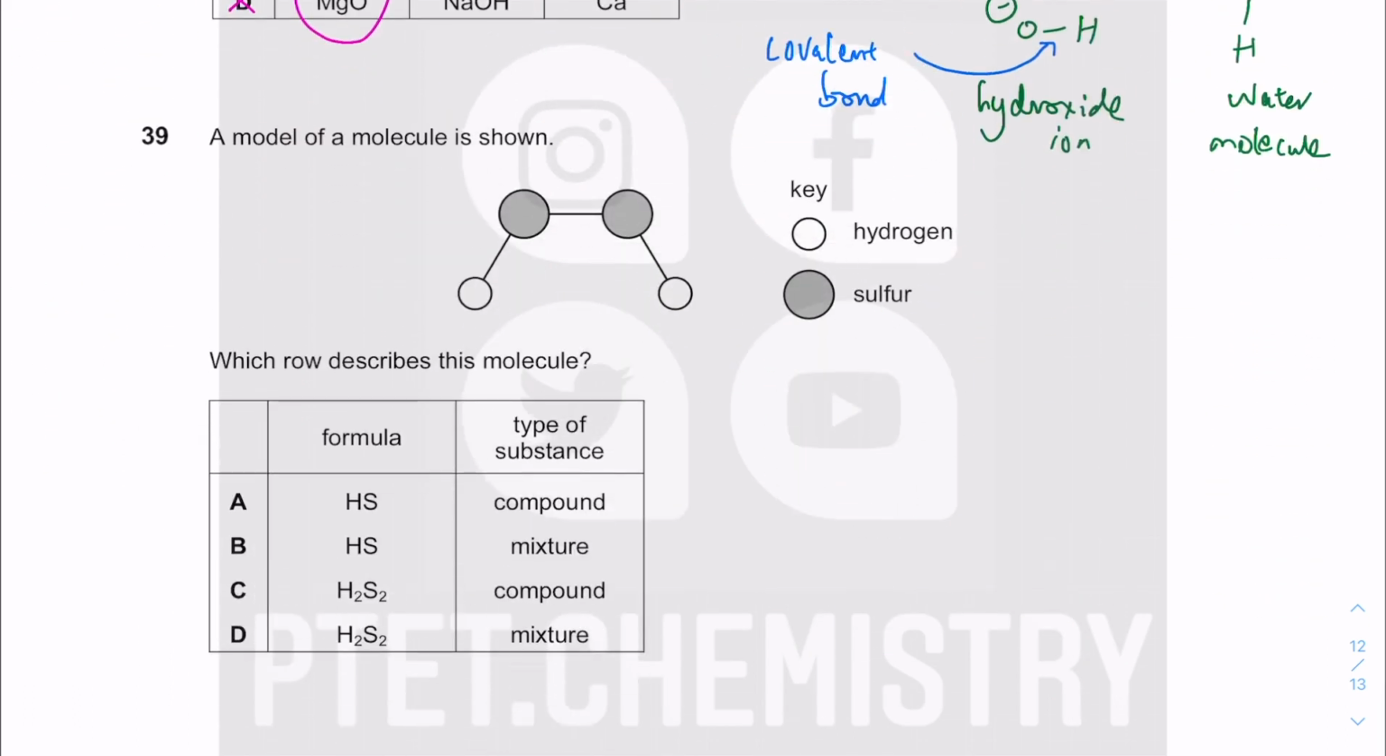Alright, so 39, well, this is an easy one, sulfur. So we have two blobs of this, so there's two sulfur, and we have two of these, so we have two hydrogen, S2H2, so A and B are out. And this is a compound because the hydrogen and the sulfur are combined together. They are chemically combined in a fixed ratio. As you can see, there is a covalent bond. They are already chemically combined.